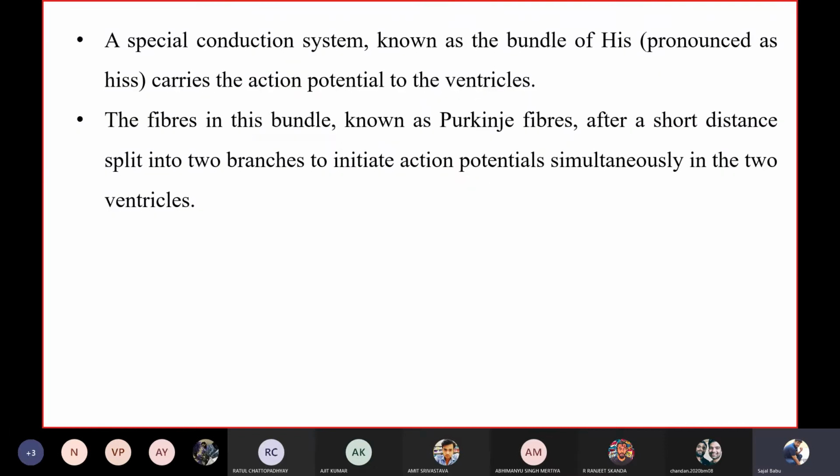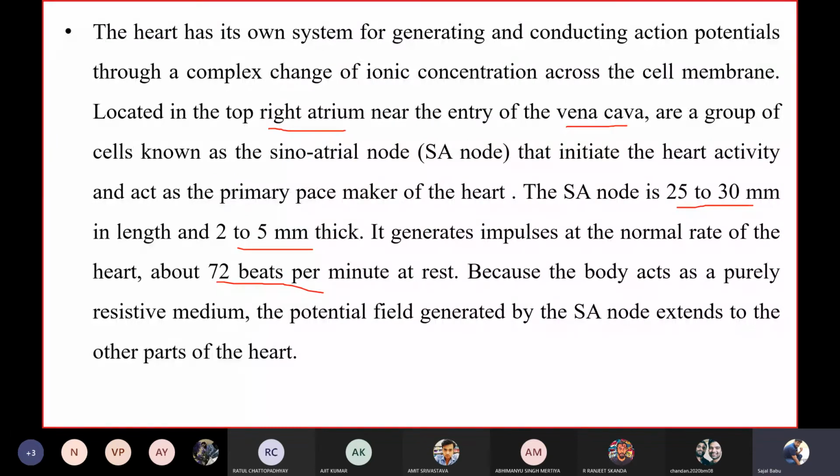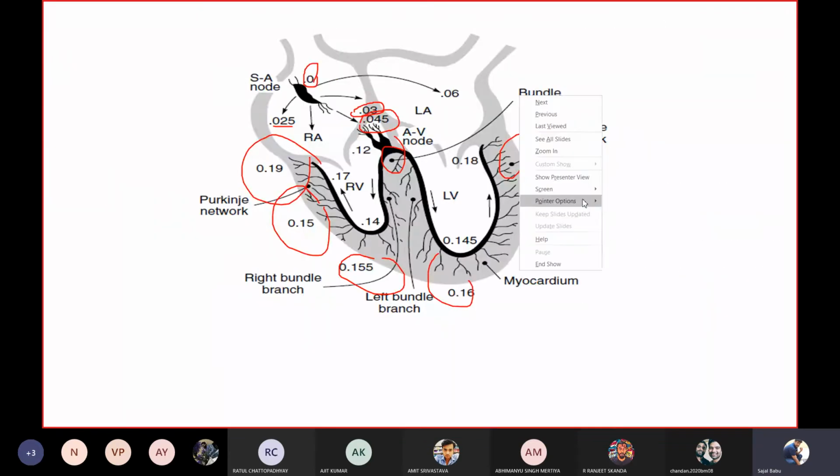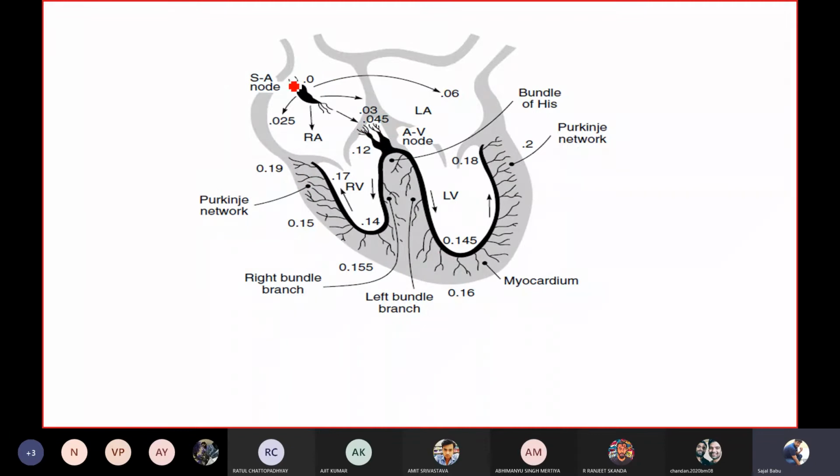Let me explain again what happens completely in the heart. First, the electrical impulses are produced by the SA node. The length and thickness are given in the text above, and the number of impulses produced is 72 per minute. From here the electrical impulse first distributes into the right atrium and left atrium, RA being the right atrium and LA the left atrium. Then the impulse takes 0.045 seconds to reach the AV node, and after the AV node it travels again to reach the bundle of His.